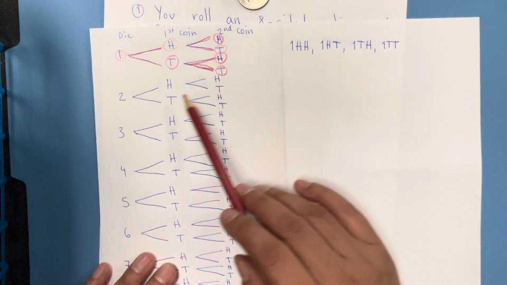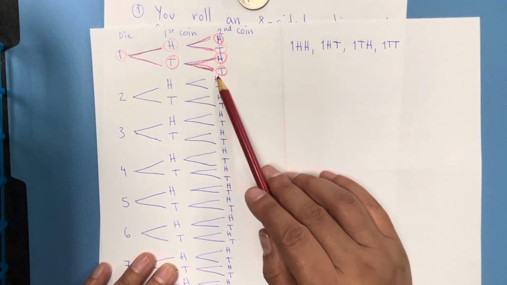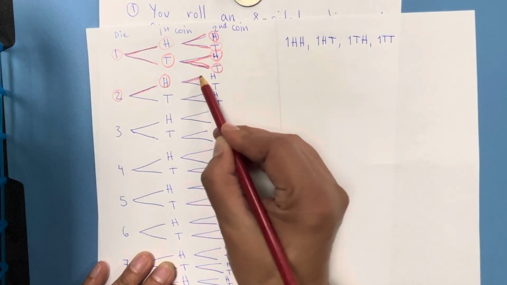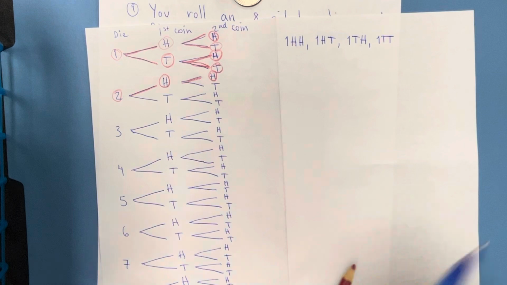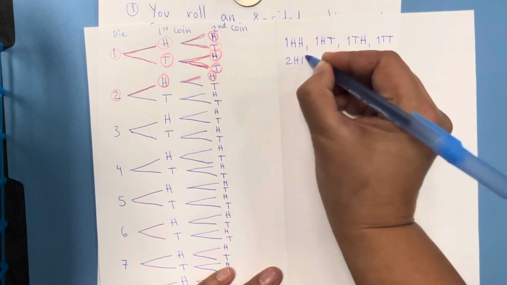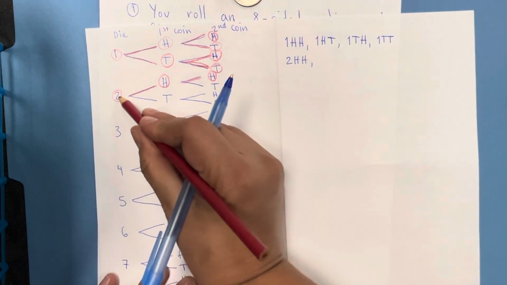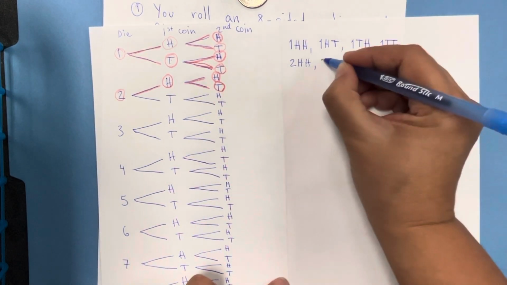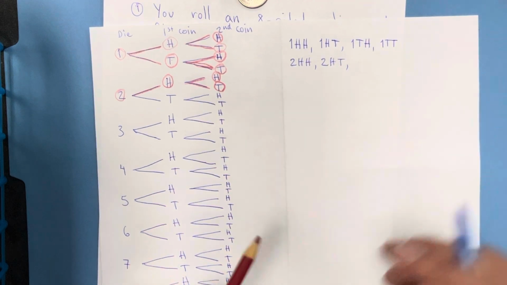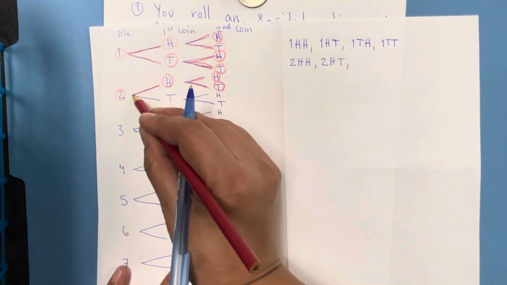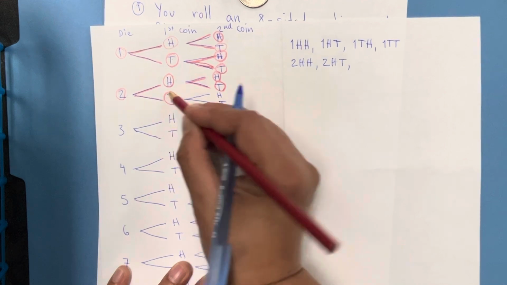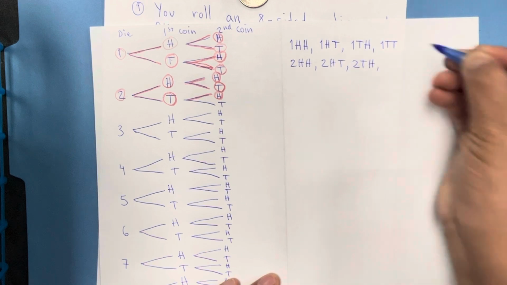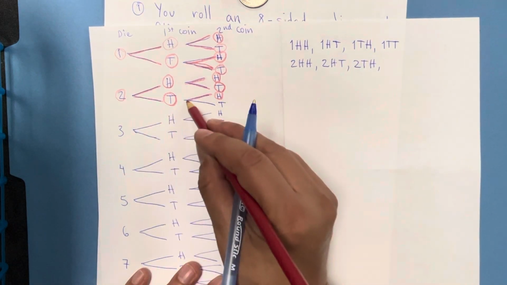And if you notice, two heads, heads is the same as this one. We write it down, two heads, heads. Then two heads, but now with tails. Two heads, tails. Then we go two tails, heads. And then two tails, tails.